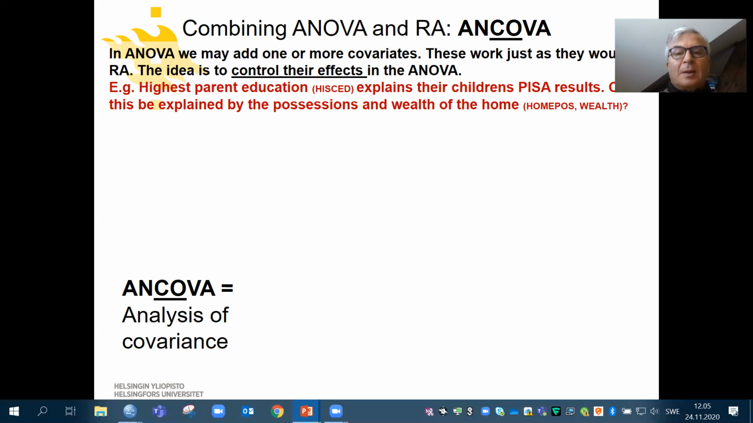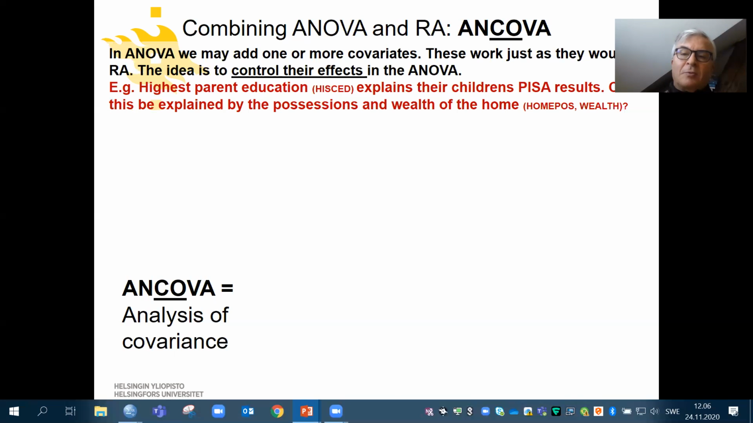So how high the child's parents' level of education is, that explains something about the children's PISA results. There's a clear connection here. Now we would be interested in seeing if there still is this connection between parent education and children's PISA results if we control for other variables of the home.